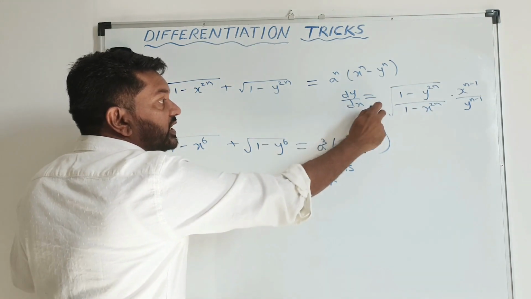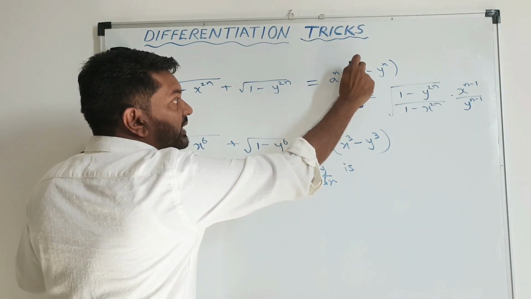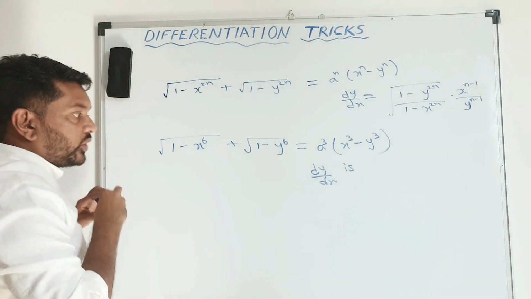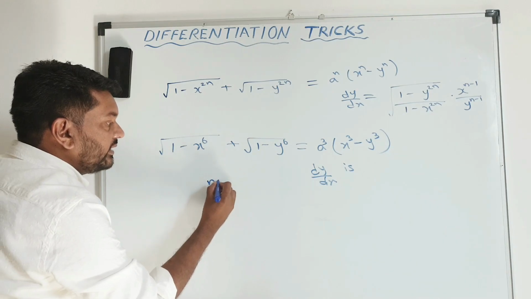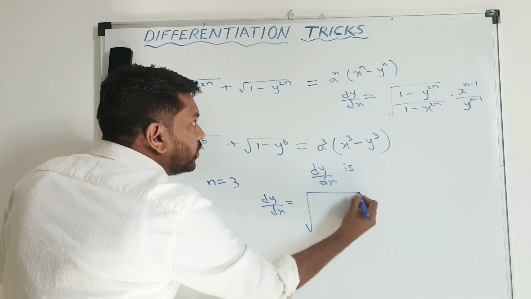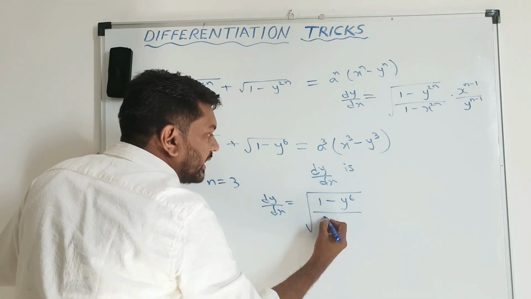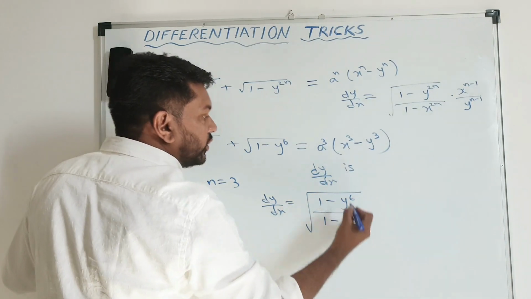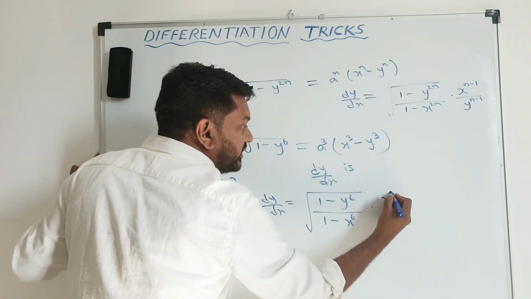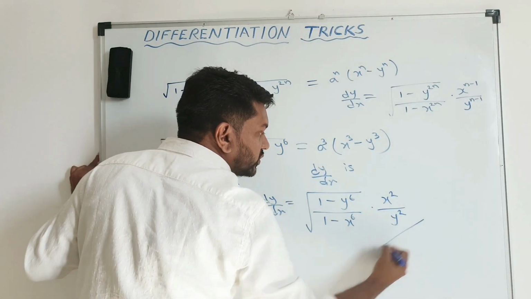Still you can use this method. So always check the value of n by comparing this n and this 3. So here we got the value of n as 3. So I am substituting in this. I will get dy by dx equals root of (1 minus y raised to 2 into 3, which is y power 6) divided by (1 minus x power 2 into 3, x power 6), into x to the power 3 minus 1, which is x square, divided by y power 3 minus 1, which is y square. So this is the answer.